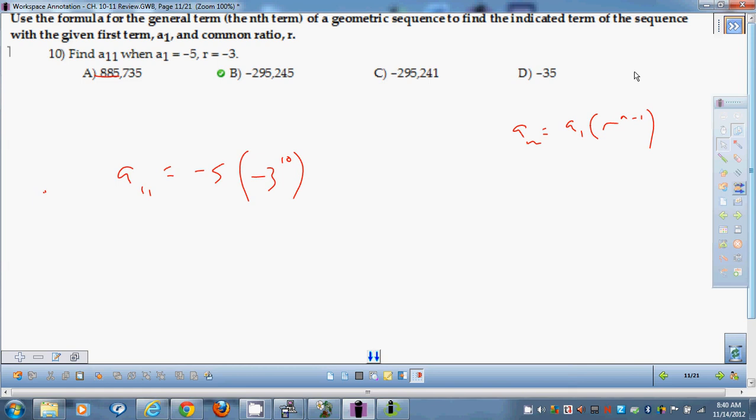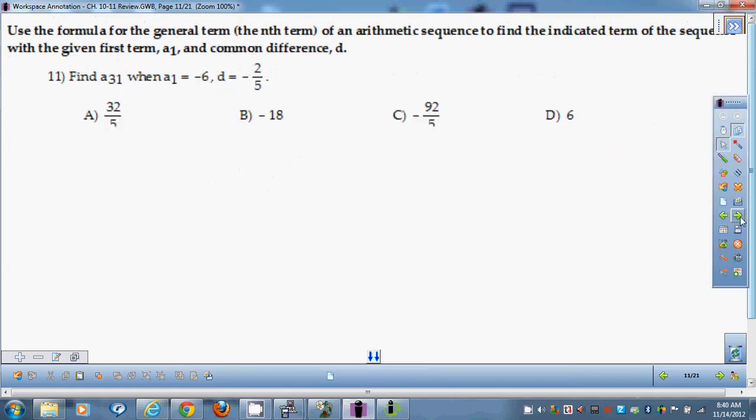Okay, moving on. Hopefully everybody's keeping up on their clicker. That one was B. Number 11. Just put in answers. I just want to see when we're done that everybody has answered. That way it shows me that you know what you're doing on the clicker. Number 11. Use the formula for the general term.